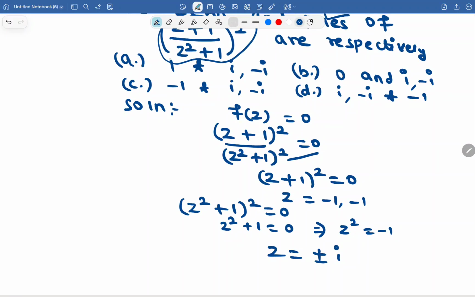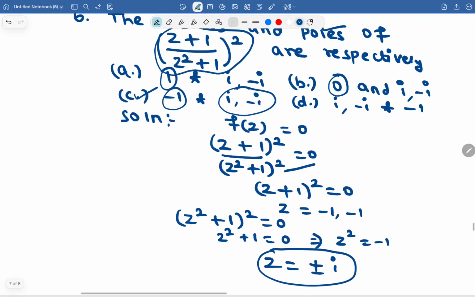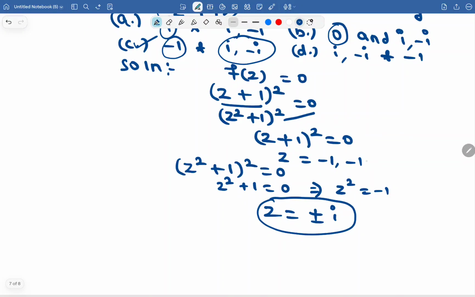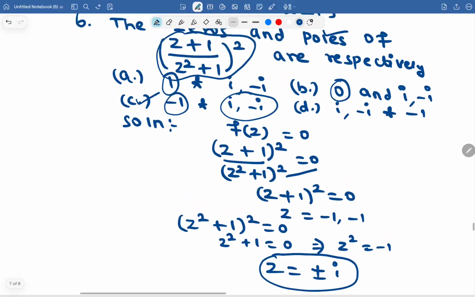Here first option plus 1 but we are getting minus 1. Second option 0 but we are getting minus 1. Third last option I and minus I and minus 1, but the third option is zeros minus 1, poles plus or minus I. Third option is the correct option for this problem. We have to find out only zeros and poles. Here zeros minus 1 comma minus 1 and poles plus or minus I.